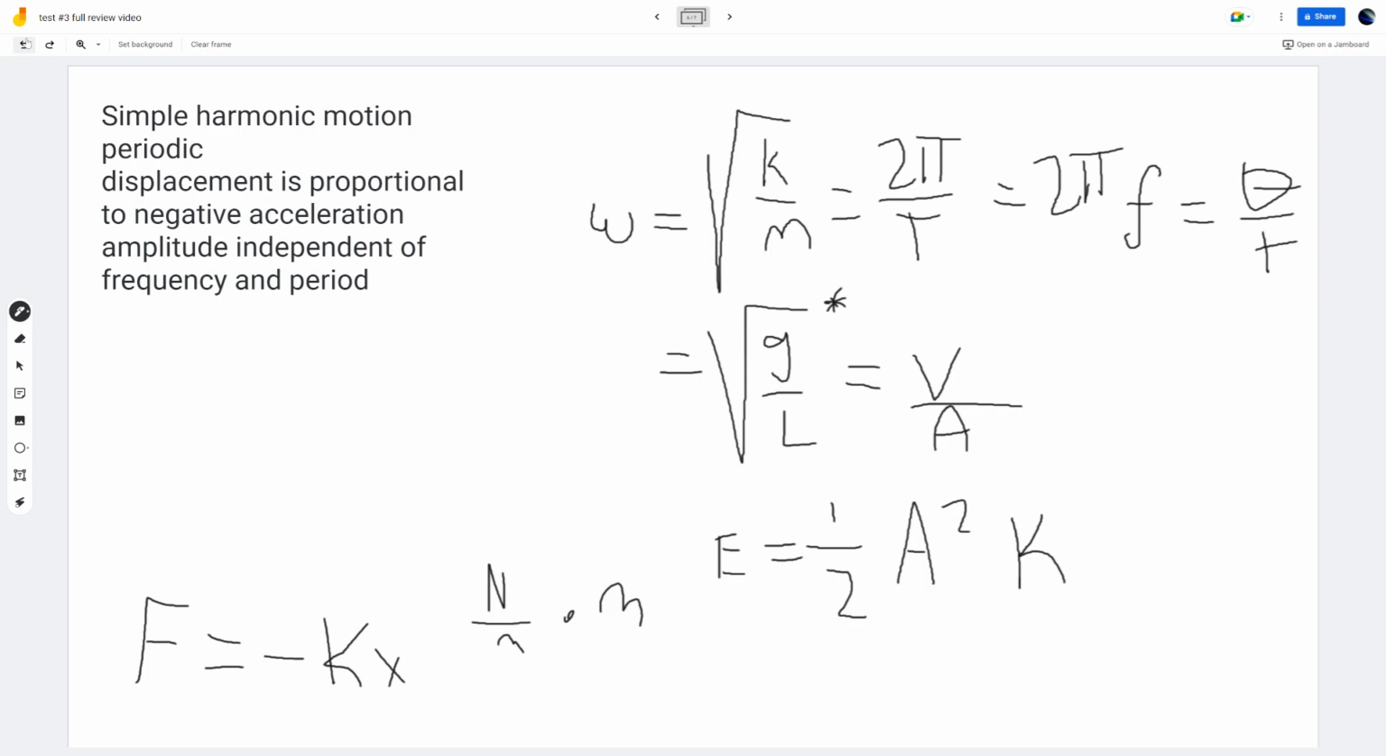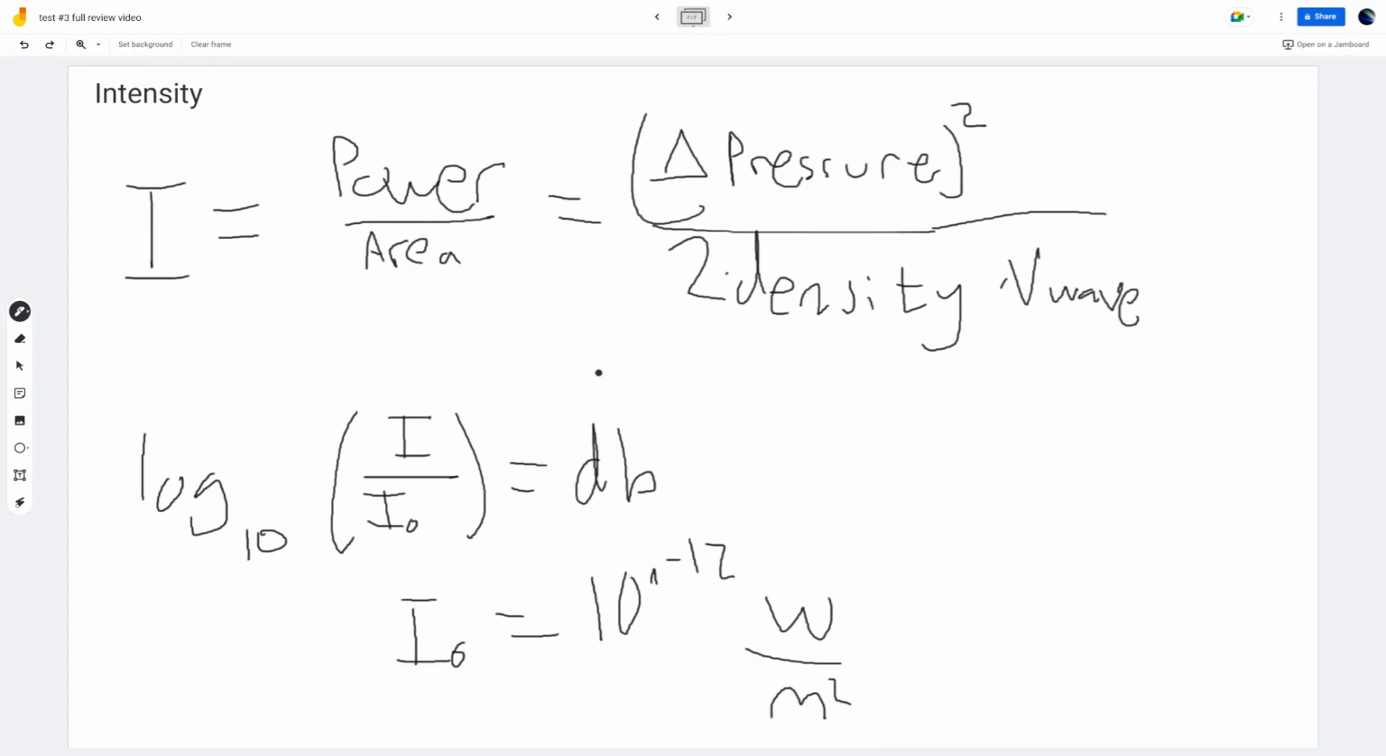Yeah, and let's see. Anything else for simple harmonic motion? I'm probably missing stuff. Let me know if I am. But I'm going to be going over the second to last thing. I forgot to add a slide for this, but I'll just explain it also. Intensity. This was on a handout one day when he wasn't in class, but basically intensity is equal to power over area, or change in pressure squared over 2 times density times velocity of the wave. Of course, I don't think we're really going to have to memorize this or use it, but just in case, I'll go over what this specifically means.